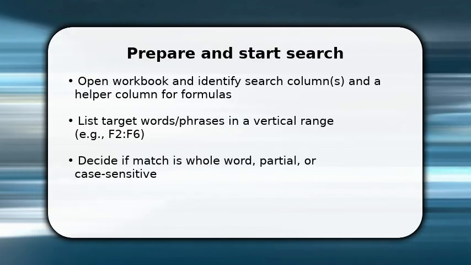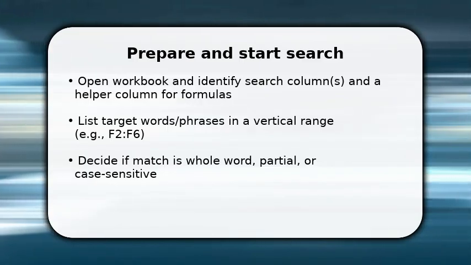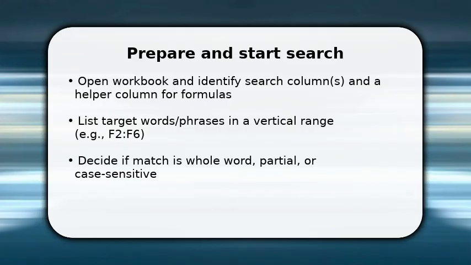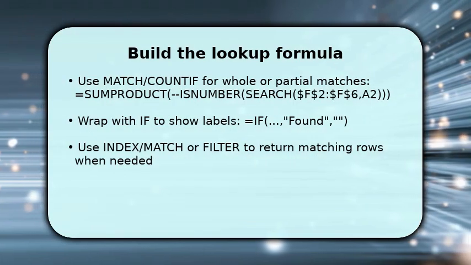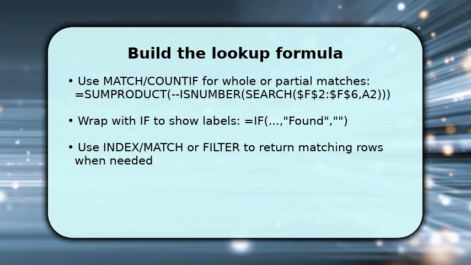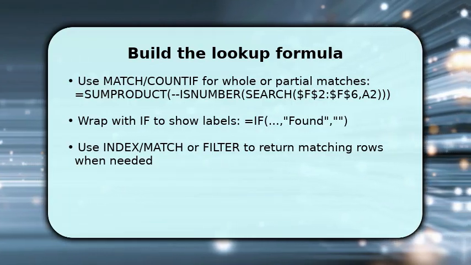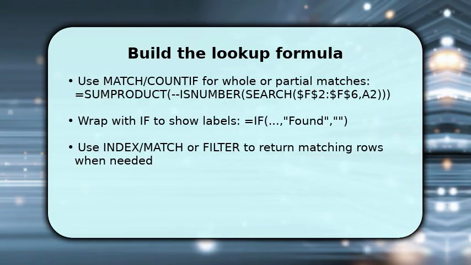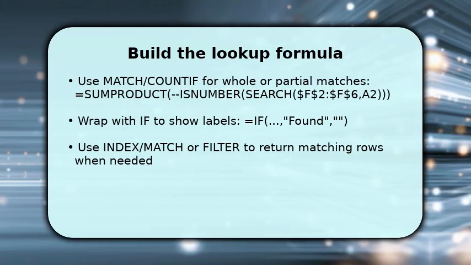Now select the first cell in the helper column and prepare to enter a formula that will search the main column against your target list. You will now construct the formula that checks each row against your list. For partial matches, you search inside SUMPRODUCT or COUNTIF with wildcards. This returns counts of hits so you can convert to true/false. Once done, wrap the result with IF to display a readable label like found or blank.